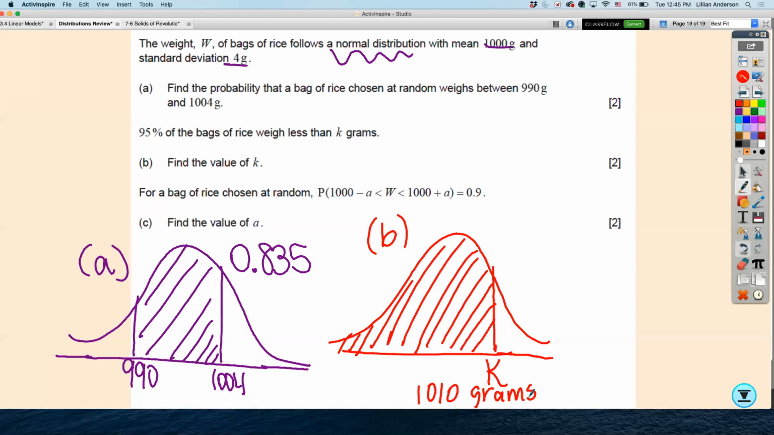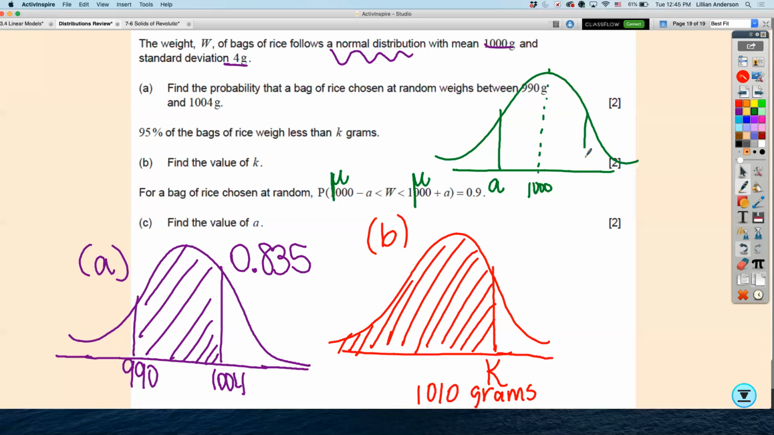Now it says for a bag of rice chosen at random, P(1,000 minus A < W < 1,000 plus A) is equal to 0.9. Find the value of A. This one can be a little bit tricky, but what is 1,000? Your mean. So it's saying the mean minus some A value and the mean plus some A value is 90% or 0.9. So from the mean, that's 1,000, you have some A value to your left and some A value to your right that makes up 90% or 0.9 of your area. So your job is to find A. And since A is essentially the same on both sides, you just have to find it.